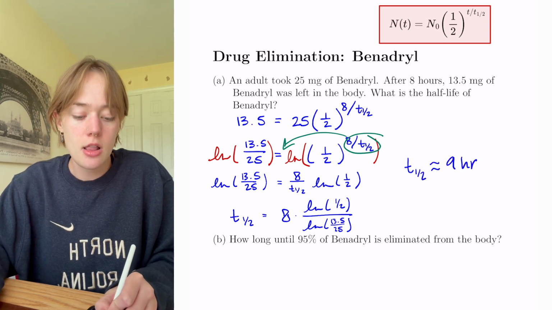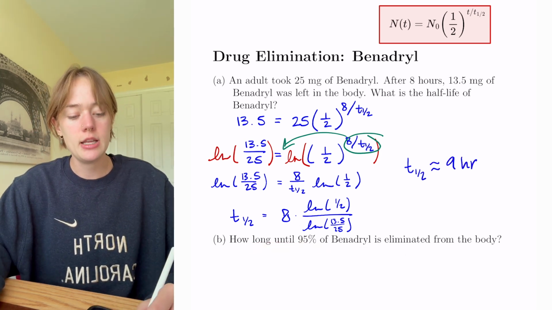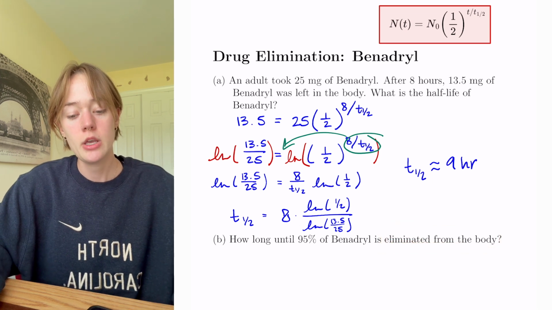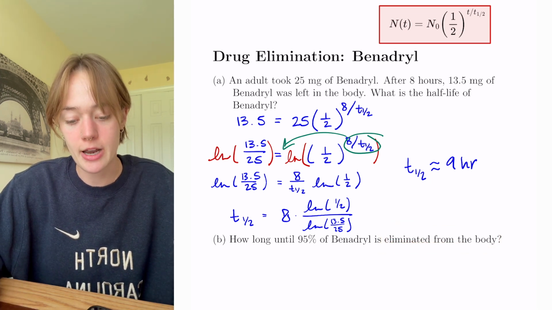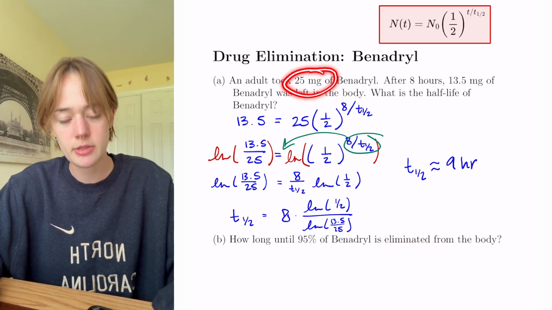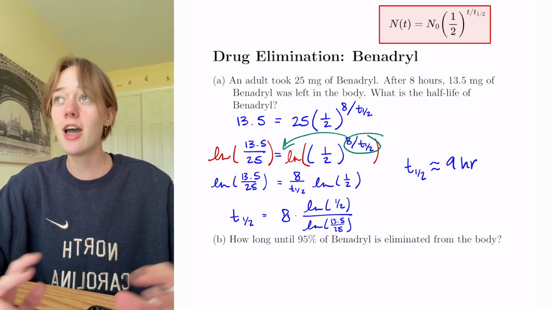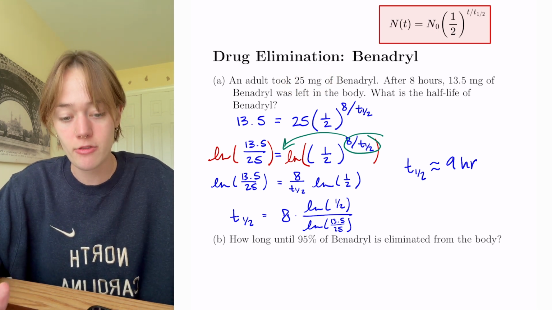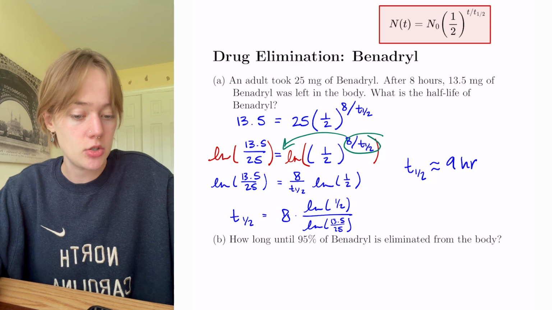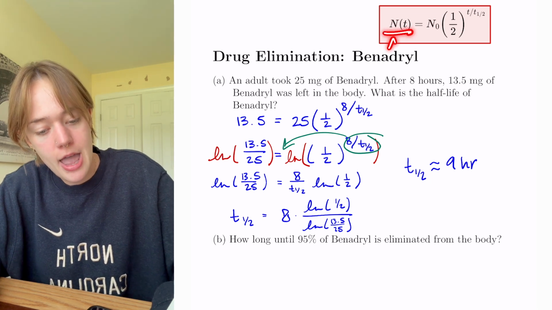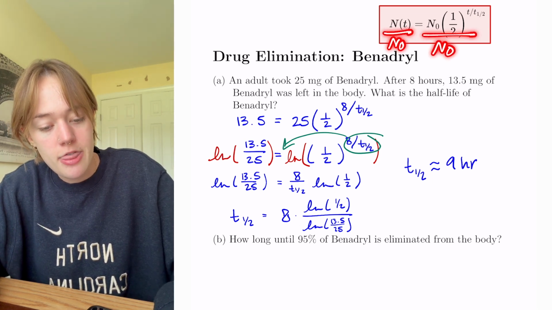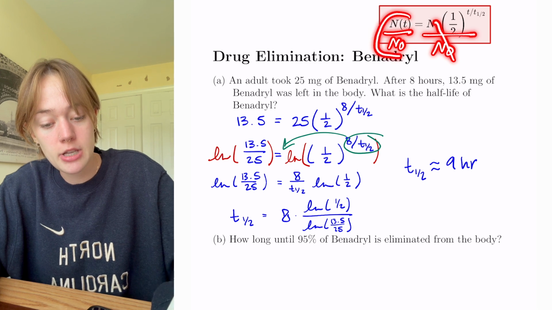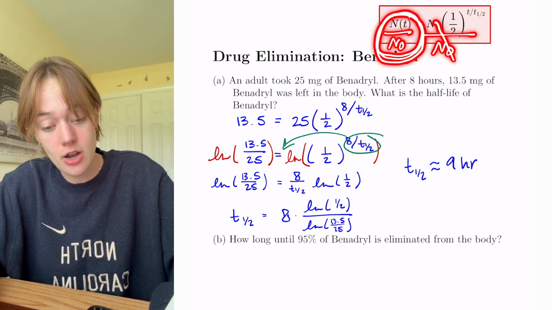The next question says, how long until 95% of Benadryl is eliminated from the body? So we could use that initial amount we were provided in the first part, that was 25 milligrams, but we can actually generalize this to whatever initial amount you could possibly give me. Because if we come back to our original equation, if we divide by N naught on both sides, that left side is going to give us the percentage of the drug left in our body, right?